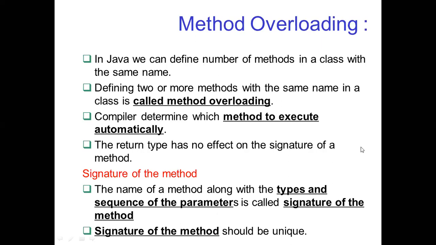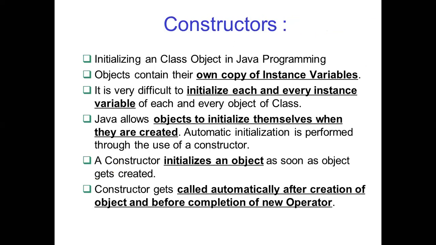So the next is the constructor. We have already seen it in C++, and similarly in Java. Initializing an object in Java programming is a concept called a constructor. Mainly, a constructor is used for initializing the class object. Like that, objects contain their own copy of instance variables.